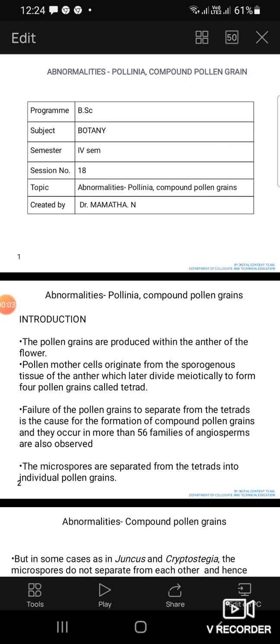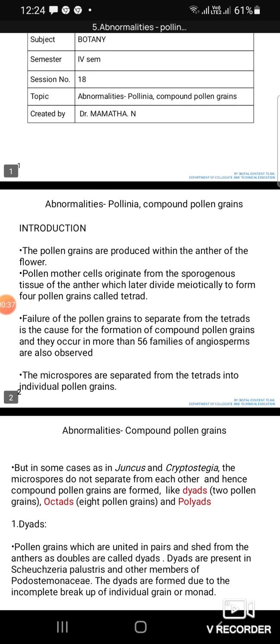Abnormalities, that is pollinia and pollen grains. The pollen grains are produced within the anther of a flower. The pollen mother cells originate from sporogenous tissue of the anther, which later divide meiotically to form four pollen grains called tetrads. Failure of the pollen grains to separate from tetrads is the cause for the formation of compound pollen grains, and they occur in more than 56 families of angiosperms.